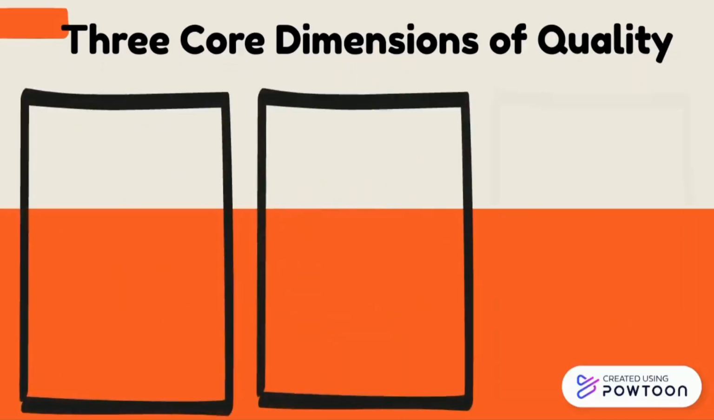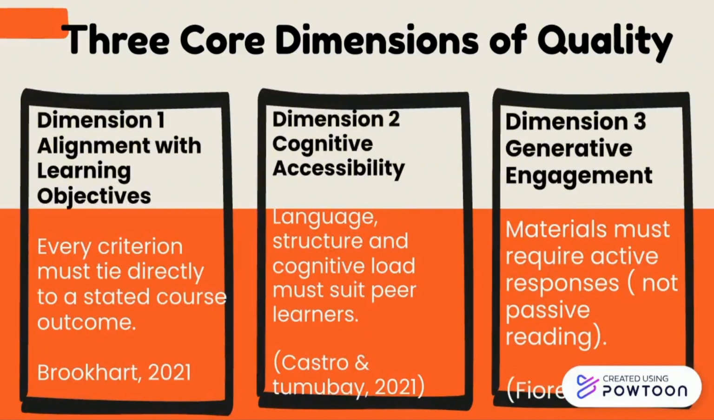I will be tackling the core dimensions of quality. We propose that an effective evaluation tool must measure 3 evidence-based dimensions. Let me walk you through each one. In dimension 1, which is alignment with the learning objectives, every criterion in your tool must tie directly to a stated course outcome. If a learning objective is not mentioned, students will not prioritize it.